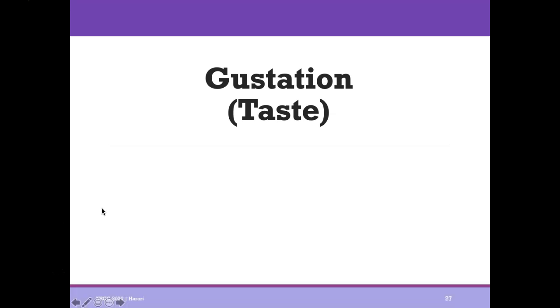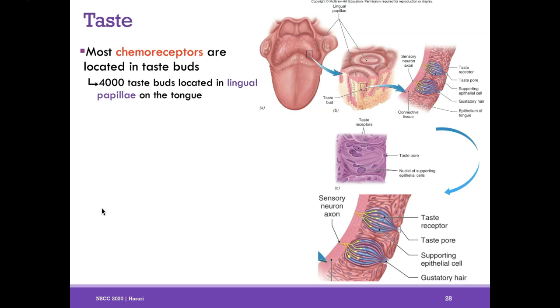So now we'll talk about gustation. And the types of receptors responsible for gustatory responses are chemoreceptors. And we have chemoreceptors located on our taste buds in the tongue. And when you look at your tongue, you might notice these bumps. Those are not taste buds. Those are called lingual papillae. We have many different kinds of lingual papillae.